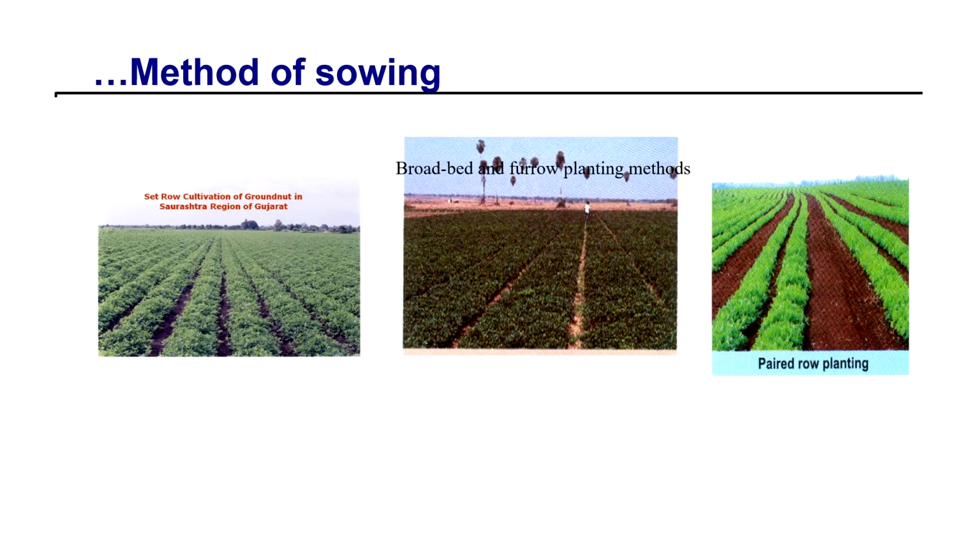Now, you can check the different methods here. This is set row cultivation of groundnut in Saurashtra region. This is one method. Another method is broad bed furrow planting. Here you can see this is a broad bed. This one is broad bed, and in between two broad beds you have the furrow, and this furrow acts as a drainage channel and it also conserves some moisture. Then you can see a very good method, paired row planting. This is paired row planting.